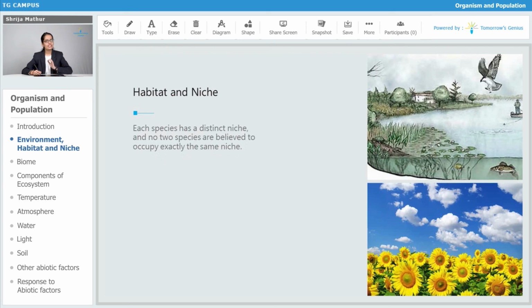Each species has a distinct niche and no two species are believed to occupy the same niche. Now, one kind of species has certain adaptations which are specific to that species only. So it will have that particular niche, that particular microhabitat you can say, and that particular kind of conditions are going to be present for that species, and no two species are going to have similar conditions in which they adapt. That means no two species are going to have the same niche.